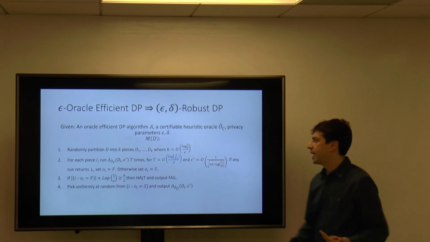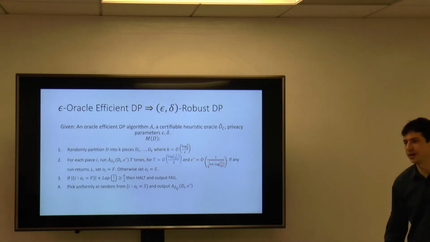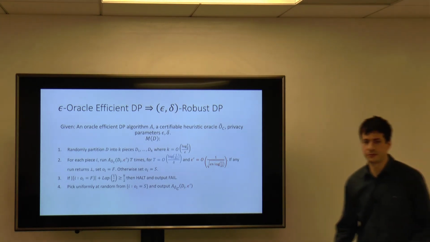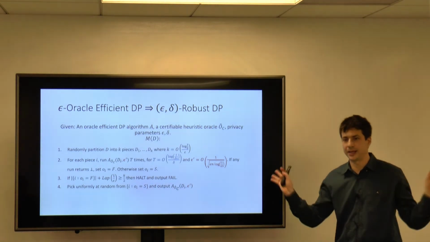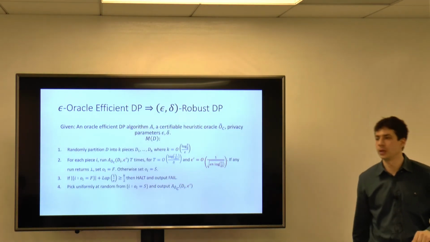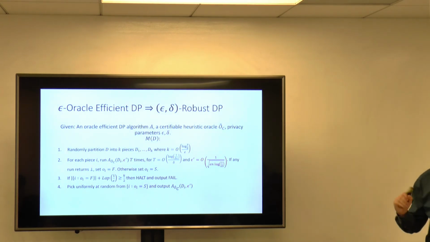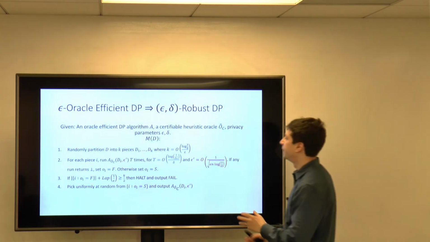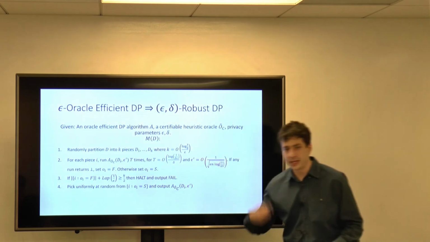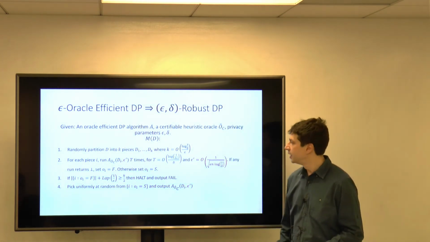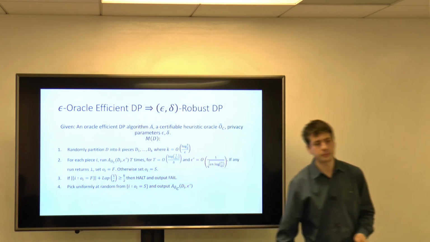And one of two things could happen. It could, in one of these runs, fail. My Oracle could say, "Sorry, can't solve this problem." Or maybe that never happens. I'm going to remember which of those two things happened. So I'll say that this piece of the partition failed if any of these 1 over delta runs failed. Otherwise, I'll say it succeeded.